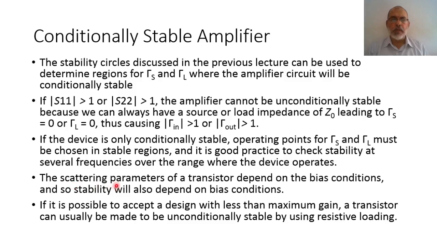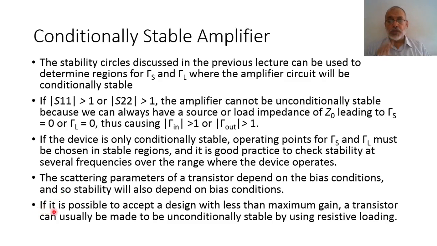The scattering parameters of a transistor depend on the biasing condition. This is another case, and so the stability will also depend on the biasing condition. If the biasing condition is slightly changed, it will introduce a change in the stability condition too.